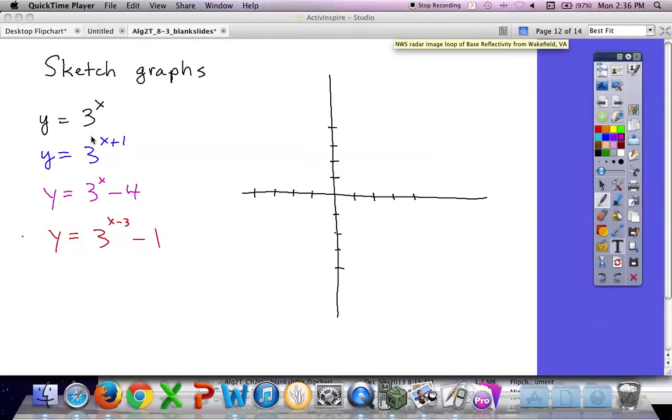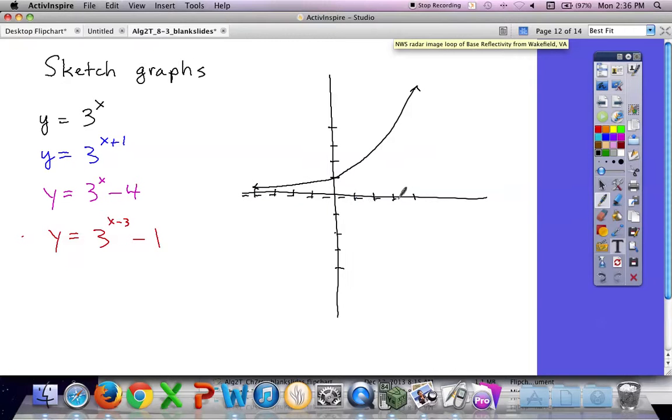Is this exponential growth or exponential decay? It's growth because 3 is greater than 1, right? So if I graph it, it's going to look like this. Right? And it has an asymptote here.